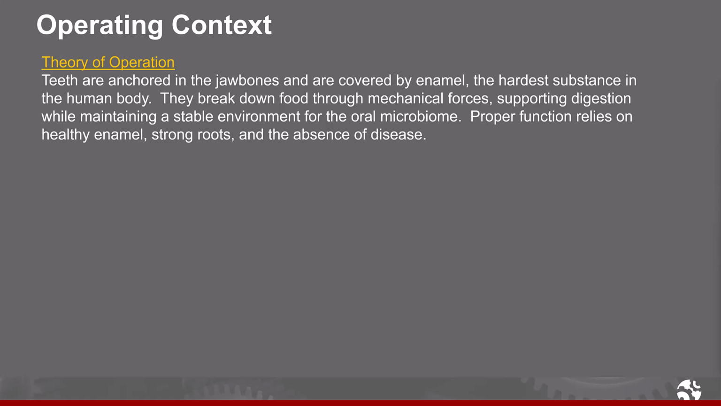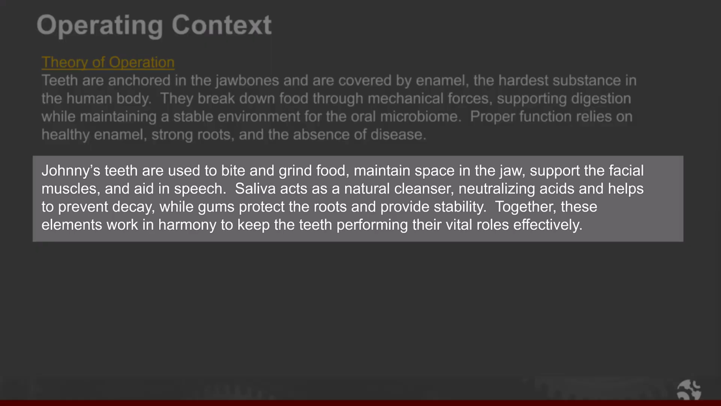Theory of operation. Teeth are anchored in the jaw bones and are covered by enamel, the hardest substance in the human body. They break down food through mechanical forces, supporting digestion while maintaining a stable environment for the oral microbiome. Proper function relies on healthy enamel, strong roots, and the absence of disease. Johnny's teeth are used to bite and grind food, maintain space in the jaw, support the facial muscles, and aid in speech. Saliva acts as a natural cleanser, neutralizing acids, and helps to prevent decay, while gums protect the roots and provide stability. Together, these elements work in harmony to keep the teeth performing their vital roles effectively.